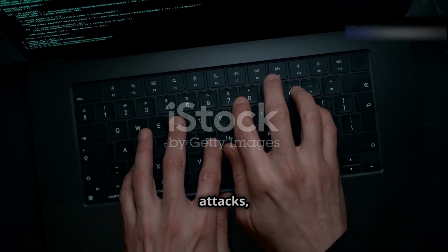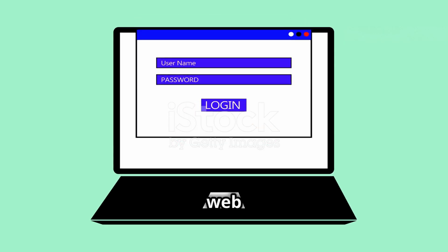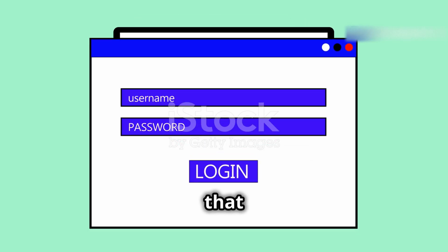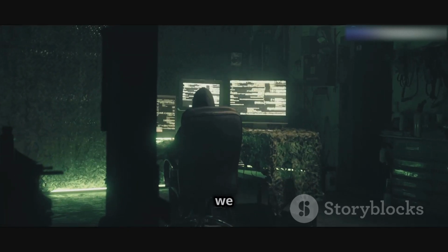First up, we have injection attacks, and we're going to be focusing on the big dog, SQL injection, the undisputed king of web app vulnerabilities. You see that web application? It relies on a database. And that, my friends, is where we come in.